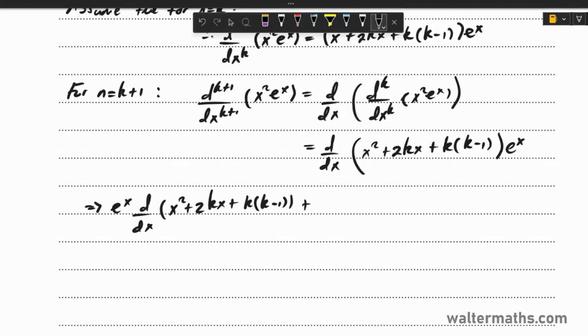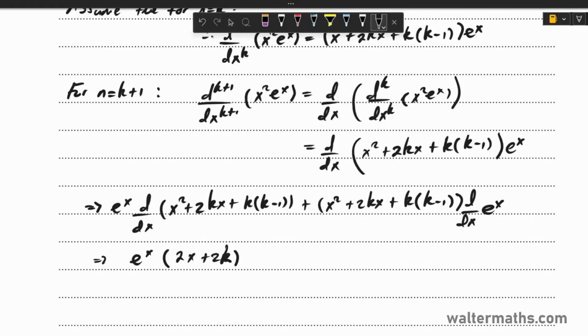And it's going to be plus x squared plus 2kx plus k of k minus 1 times the derivative with respect to x of e to the x. So we get e to the x of, differentiating this thing, we get 2x plus 2k only from it. All right, and here we will get still the e to the x when we differentiate. So it's e to the x of x squared plus 2kx plus k of k minus 1.